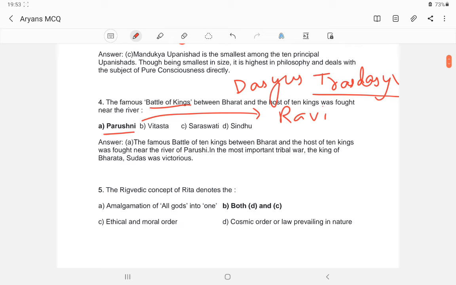Next, the Rig Veda concept of Rita denotes the ethical and moral order, the cosmic order or law prevailing in nature.